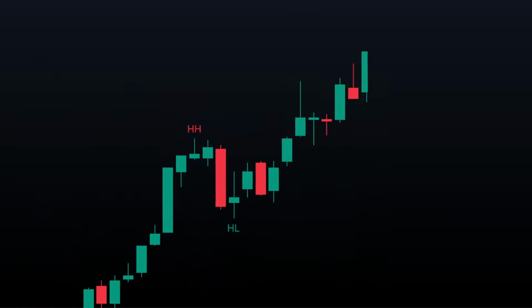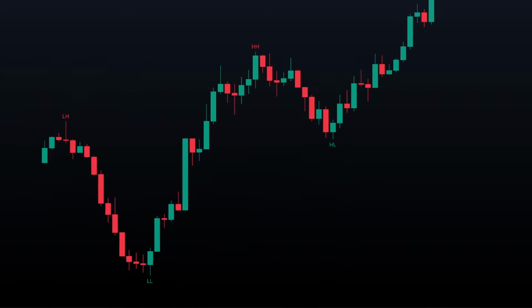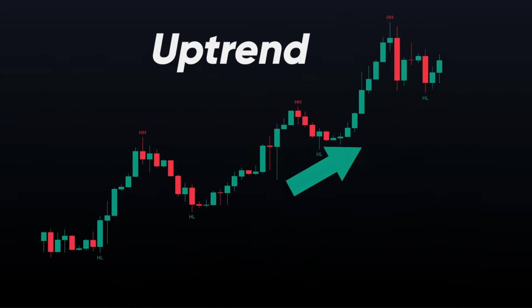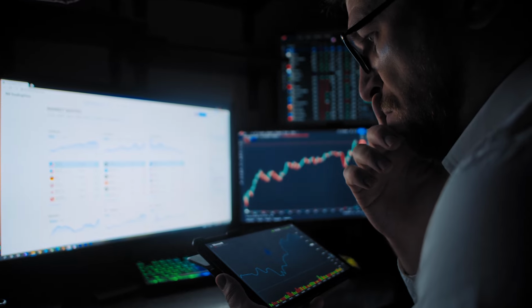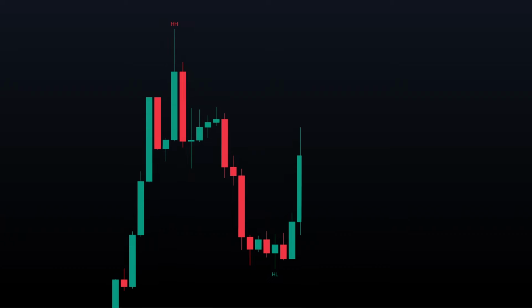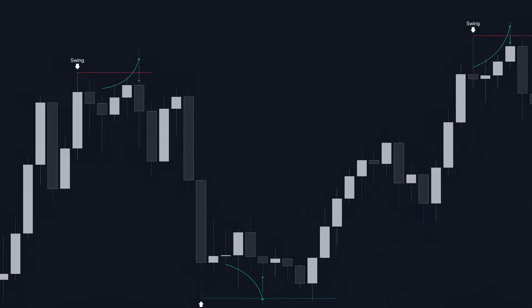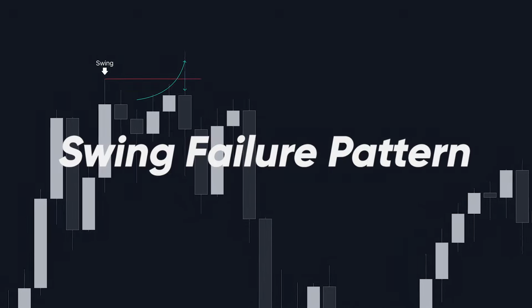When a market trends, it makes higher highs and higher lows or lower highs and lower lows. These high and low levels are often called swing points, and they help determine if we're in an uptrend or downtrend. However, if you've traded for more than a week, you know that sometimes the price will try but fail to break these swing points. When this happens, it's sometimes called a swing failure pattern.